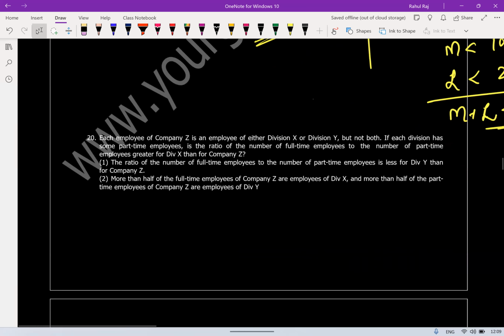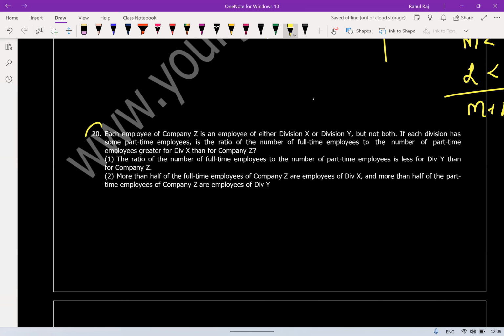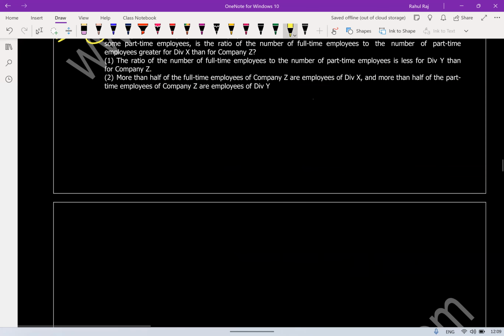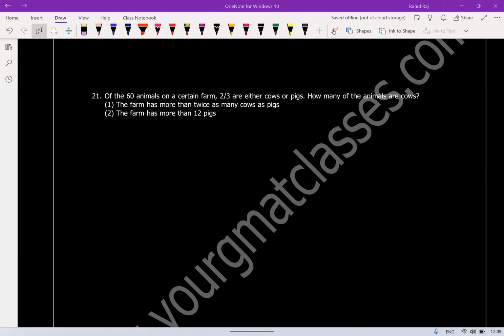Question number 20. Please don't do this. We have done this in weighted average. This question was done in weighted average, statistics. Go and check over there. Exactly the same question. Question number 21, please.